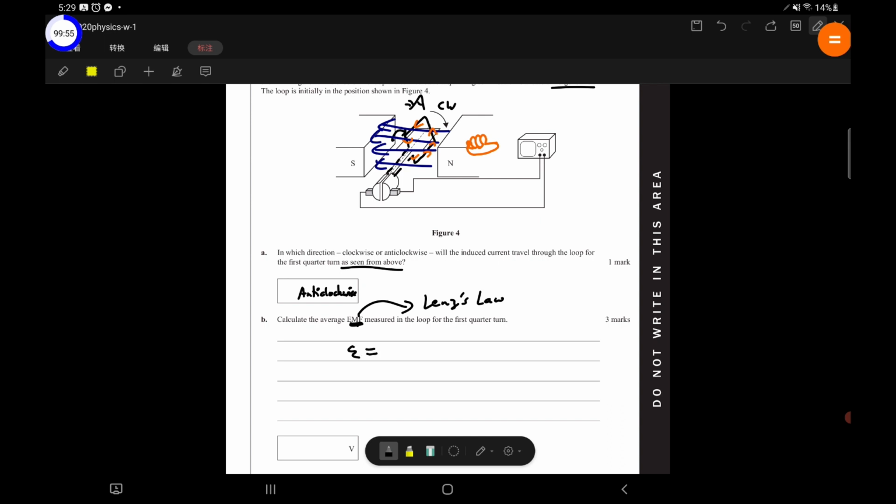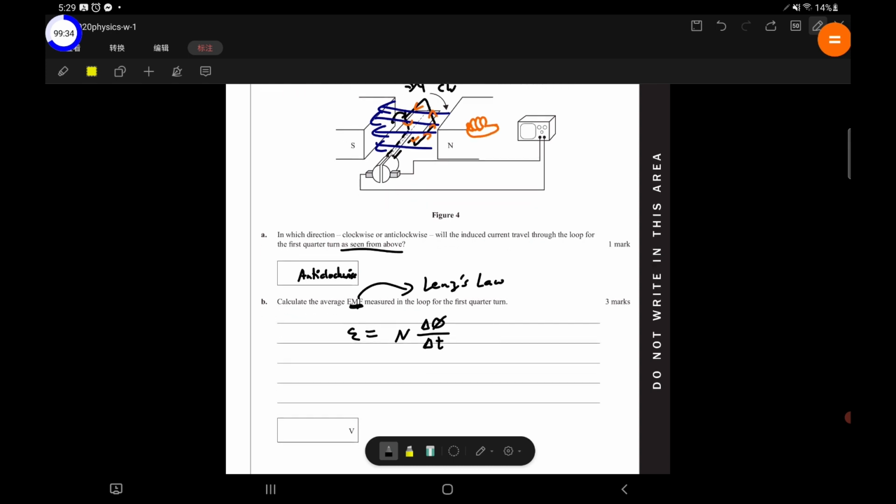The formula for EMF is equal to the integer multiple of the rate of change in magnetic flux. Sorry, actually it is the integer multiple, since you can't have half a number of coils. Anyways, never mind. So this is the EMF formula. The hardest part about this question is determining how our magnetic flux changes, right?